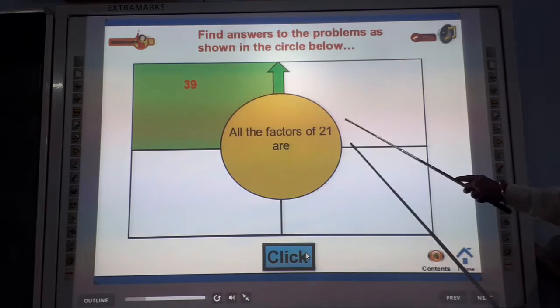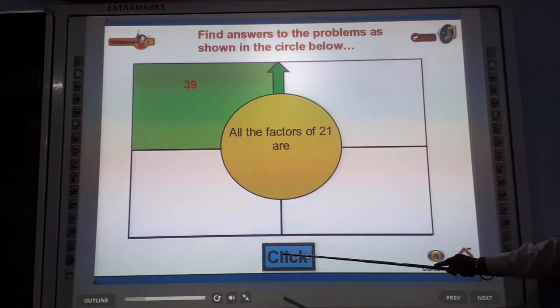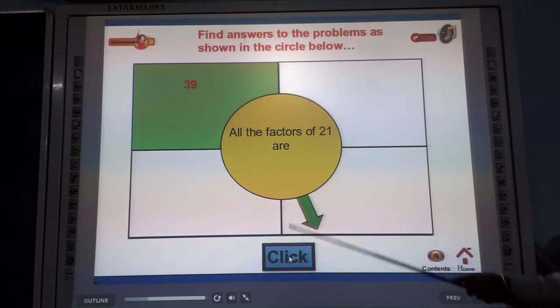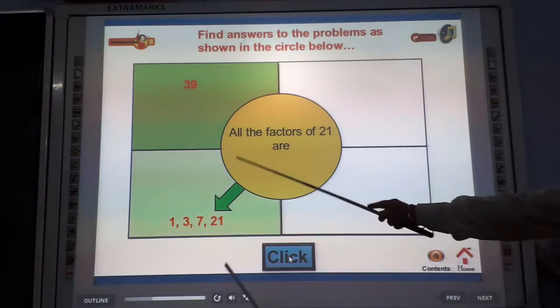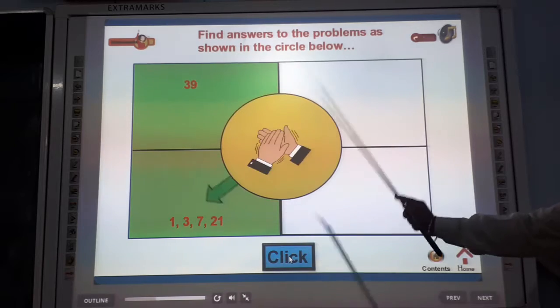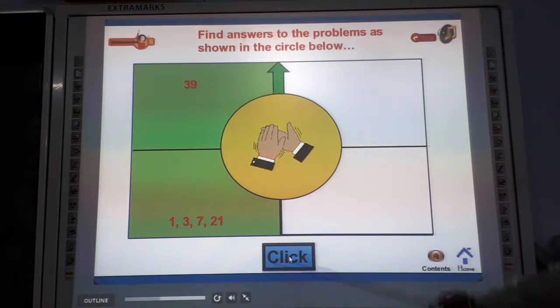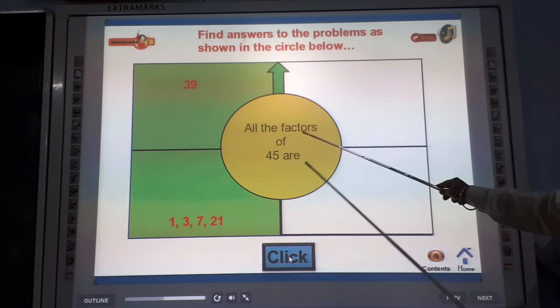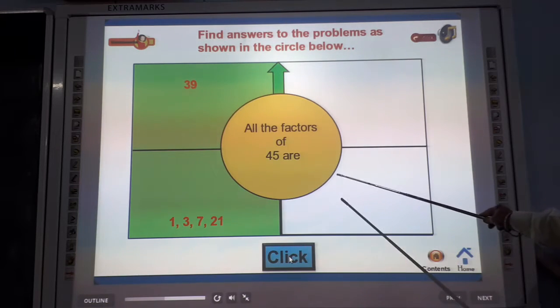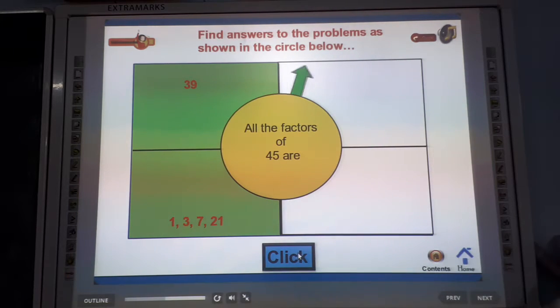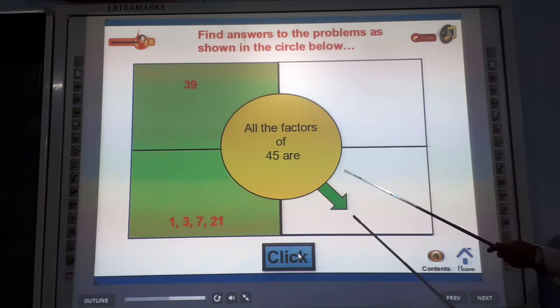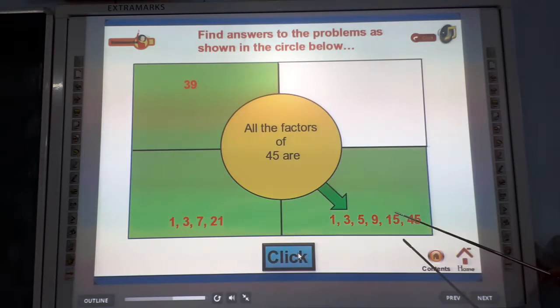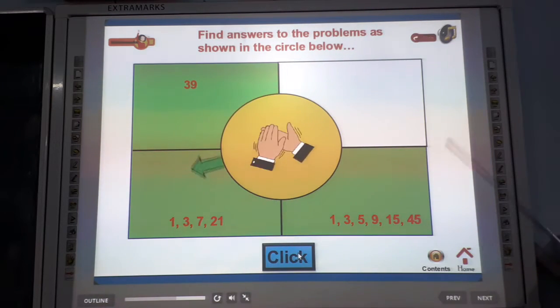All the factors of 21 are 1, 3, 7, 21. Okay, student. All the factors of 45 are 1, 3, 5, 9, 15, 45.